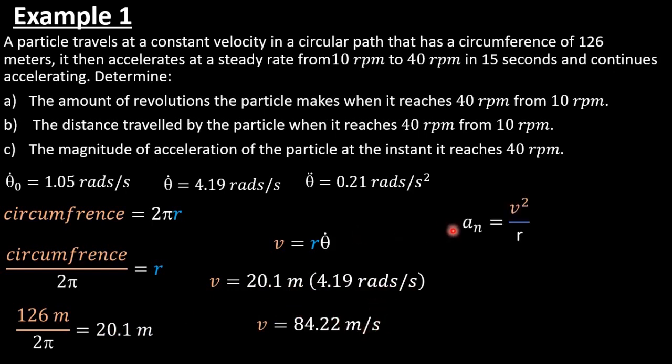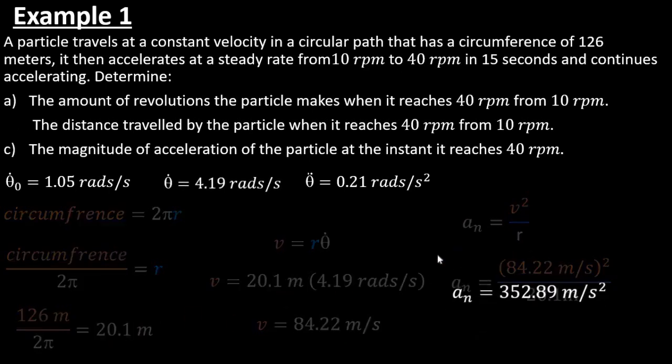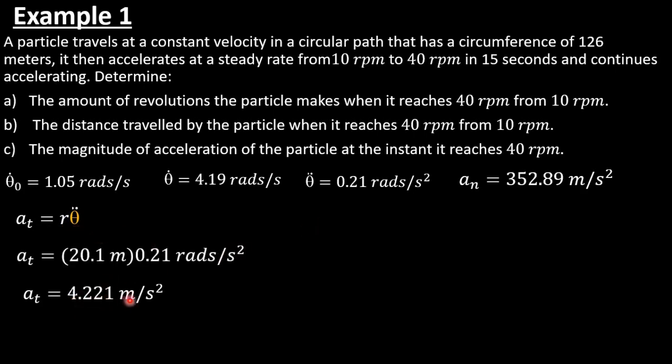Then I can find our centripetal acceleration by doing v squared over r. Put my velocity in, put the radius in as well, and I get this. That is our centripetal acceleration. Now I want to find my tangential acceleration, a sub t, which is r times theta double dot. We knew r and theta double dot, so put those into my calculator, and I get 4.221 meters per second squared. That is my tangential acceleration.